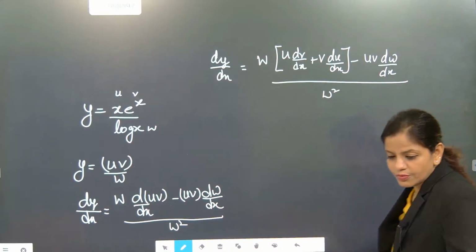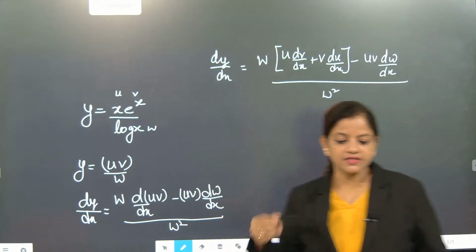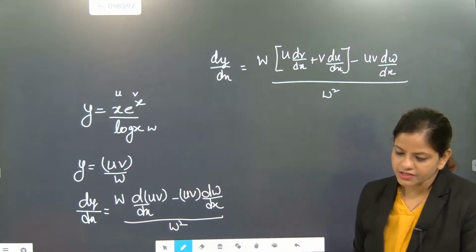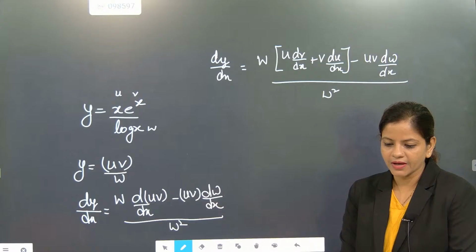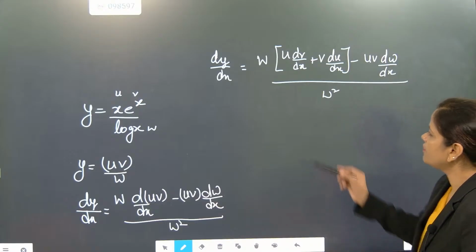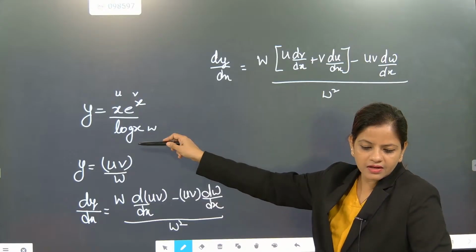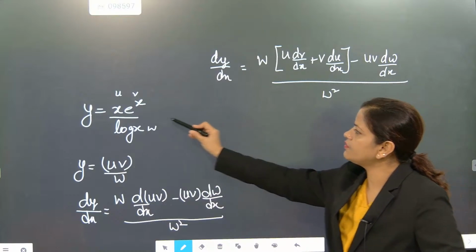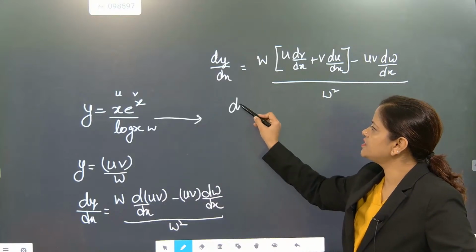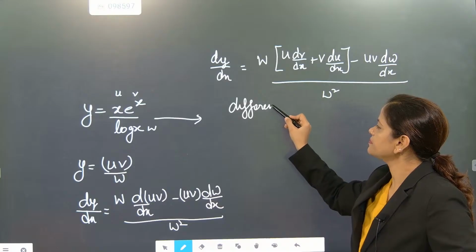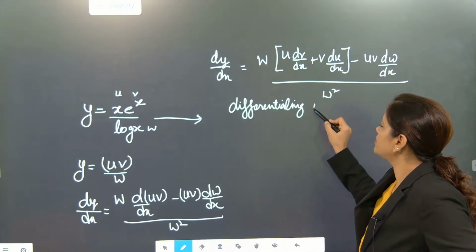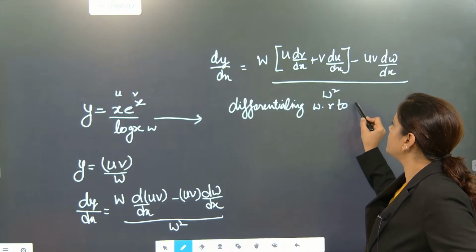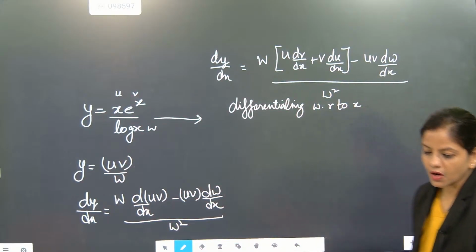So this is the roadmap for this question, beta, that is x e to the power x by log x. This will act as the roadmap. So now we will use this roadmap to solve the question. Here this is u, v, w and by w. So now how are we going to differentiate this question? Differentiating with respect to x.